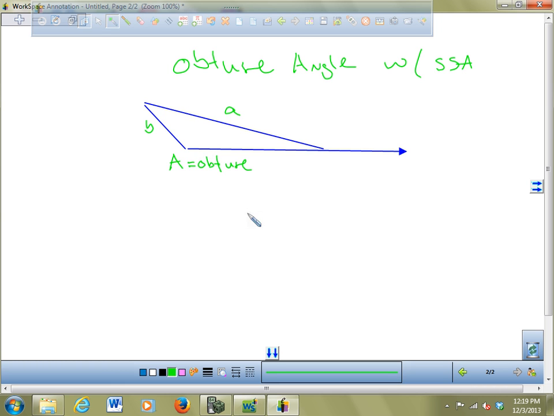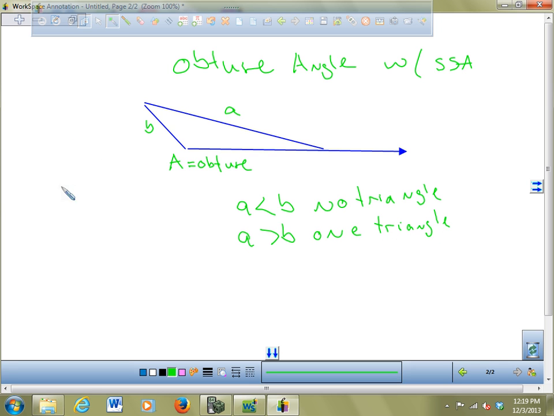But if A is less than B, what happens? What if A is less than B? Can I make a triangle? No triangle. And if A is greater than B, then you have one triangle. So when you're given an obtuse angle and the side opposite that angle, there are only two possibilities. You either have no triangles or one triangle.